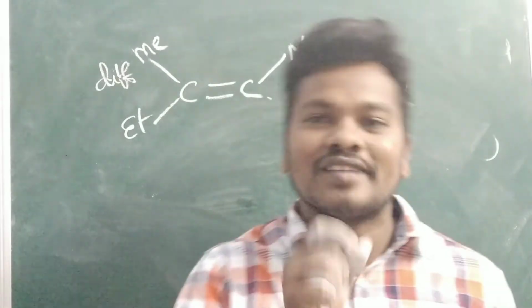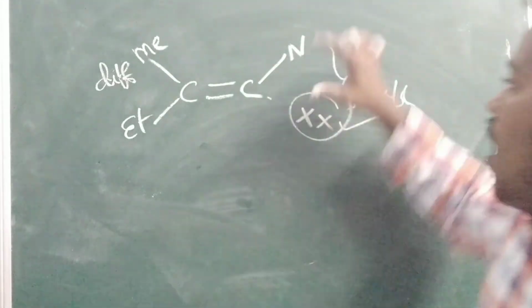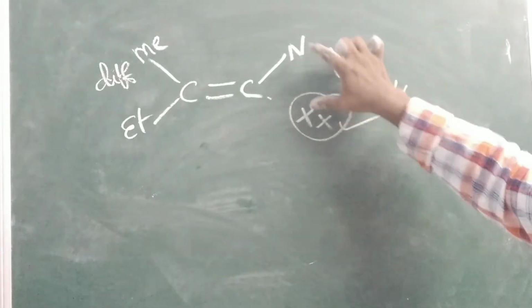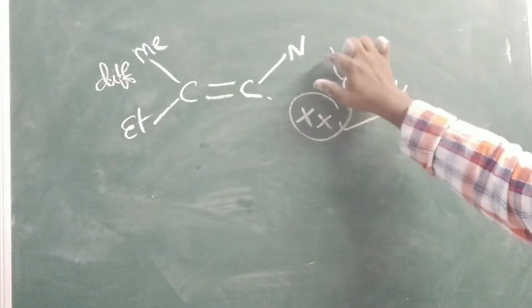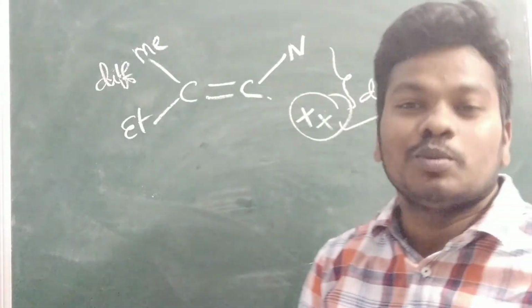Now, geometrical isomerism, what is the condition? Restricted rotation should be there, and on opposite sides there should be different groups.